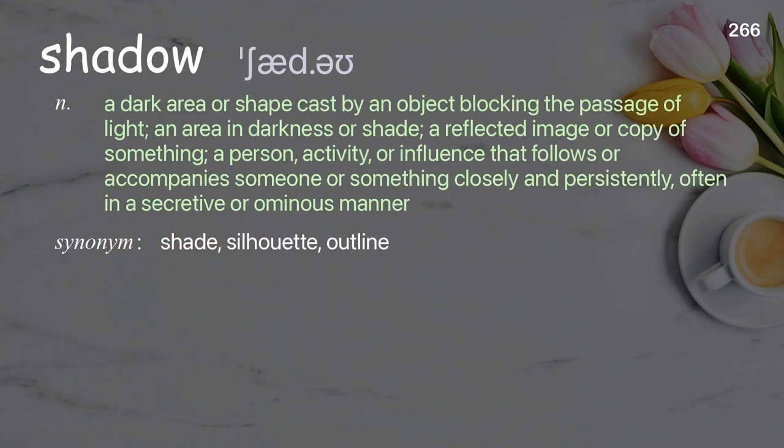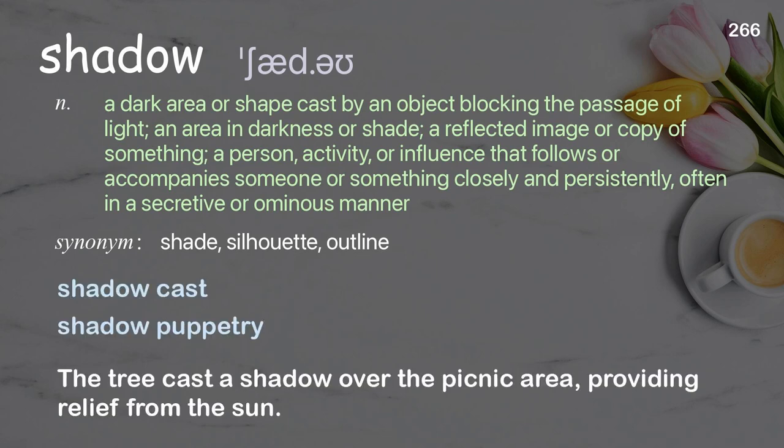Shadow. A dark area or shape cast by an object blocking the passage of light; an area in darkness or shade; a reflected image or copy of something; a person, activity, or influence that follows or accompanies someone or something closely and persistently, often in a secretive or ominous manner. Examples. Shadow cast. Shadow puppetry. The tree cast a shadow over the picnic area, providing relief from the sun.